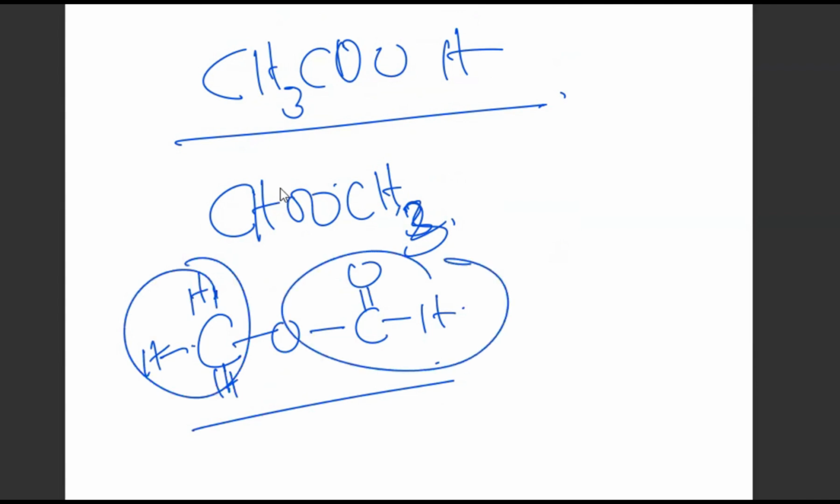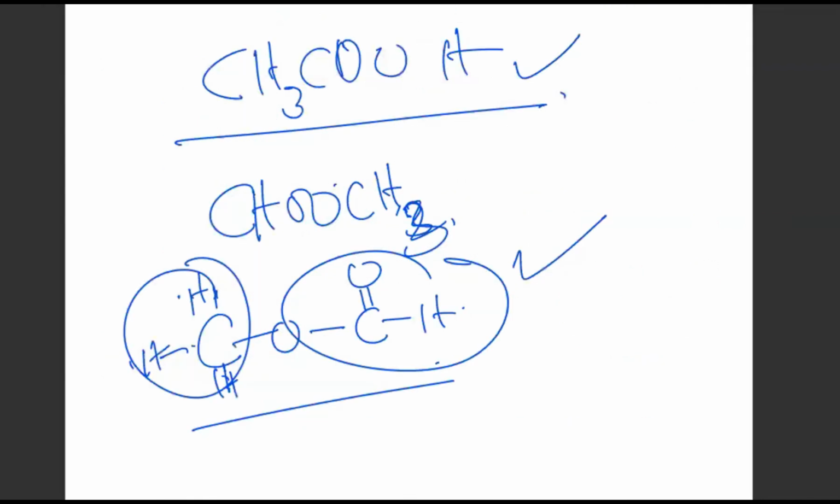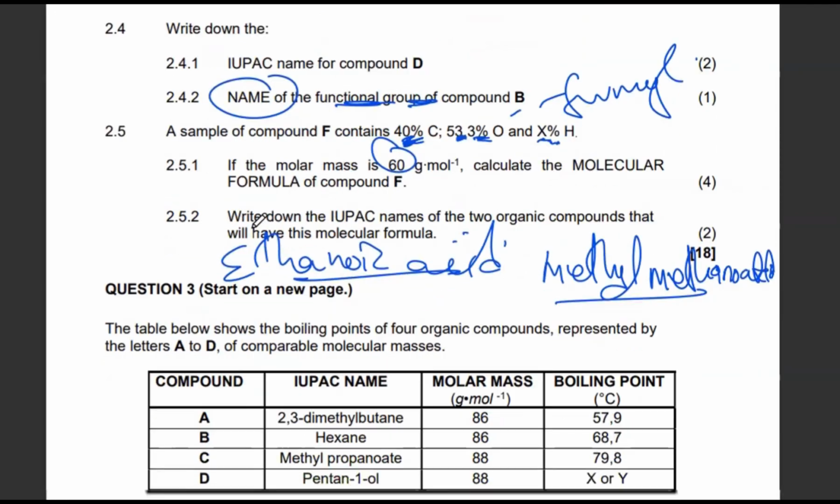Methanoate, which is like this. This is 1, 2, 3. So basically it's going to be like that and like this. So the answer becomes ethanoic acid, which is this, and then methanoate, which is that. So yeah, that is how you're supposed to answer that.